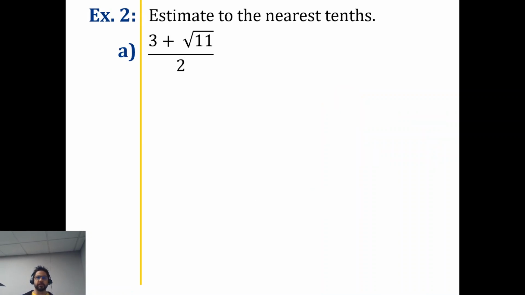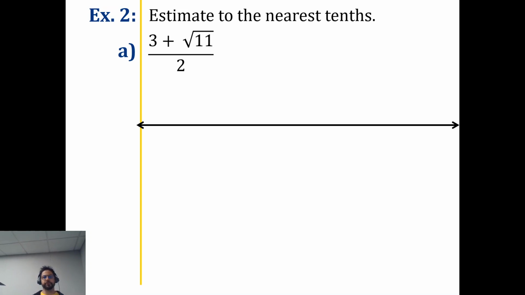All right, now let's use that thinking to help us complete this problem here. So instead of adding 3 plus the square root of 11, I would like to find out what that decimal is so that I can add them together and then quickly divide by a 2. So if you notice, we're going to go ahead and take the square root of 11, which is going to be in between the square root of 9 and the square root of 16.